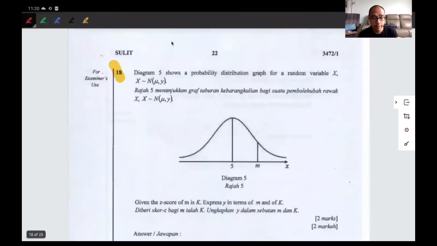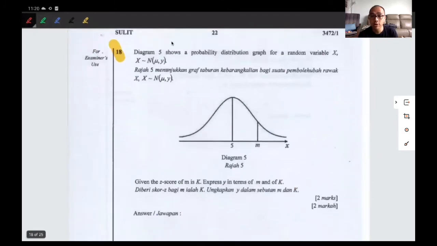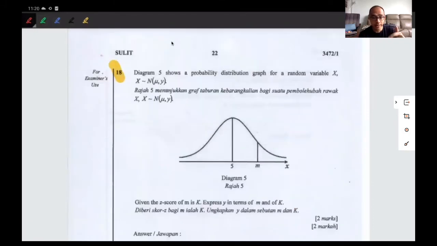Okay, diagram 5 shows a probability distribution graph for random variable x. If you don't remember this, this is a way to write normal distribution. X equals to N, and then the first number is always the mean, the second number is always the standard deviation. Therefore, the mean over here is mu, and the standard deviation is y.